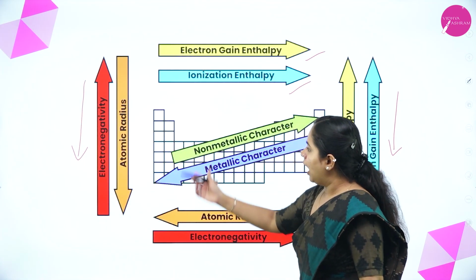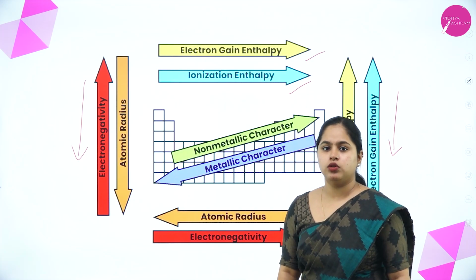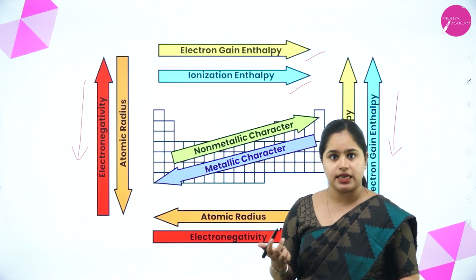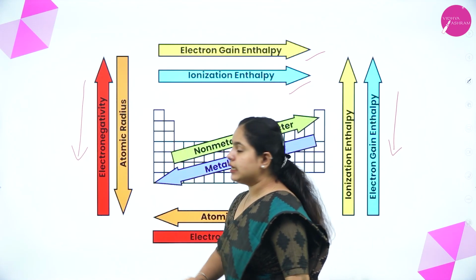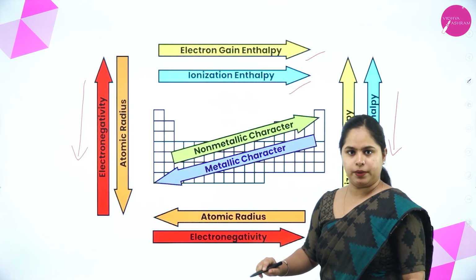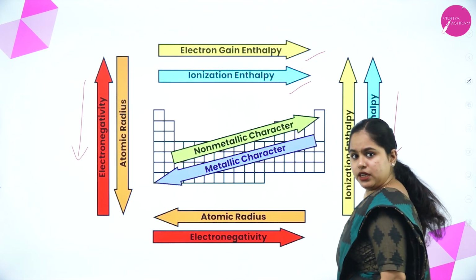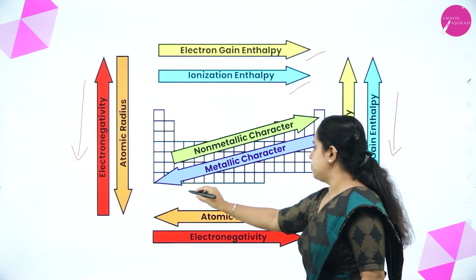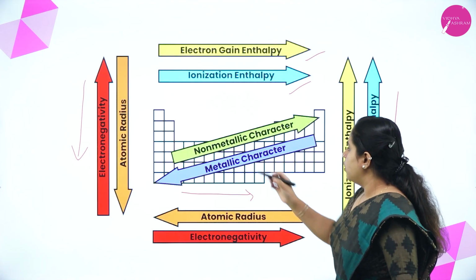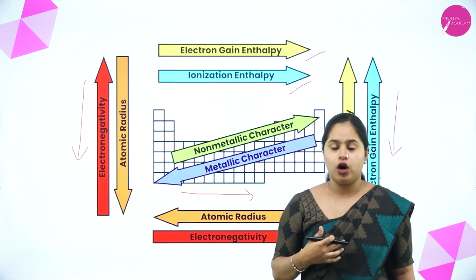Clear? Now, atomic radius. We know that when we move down the group, the atomic radius or the atomic size increases, right? So, it increases down the group, and it decreases along the period. Shown in this direction means from here to here the size will increase. That means from left to right the size will increase. Clear?